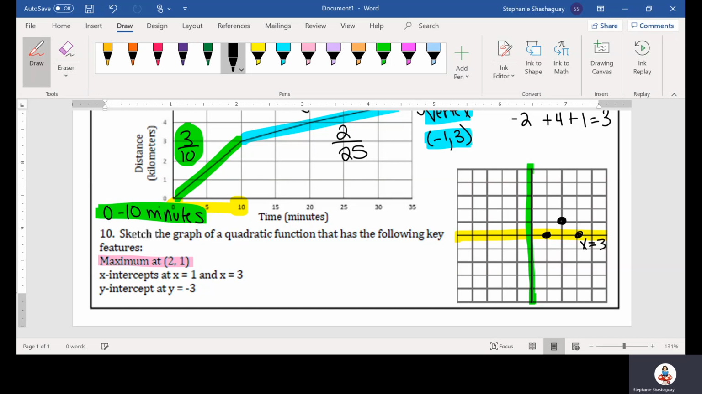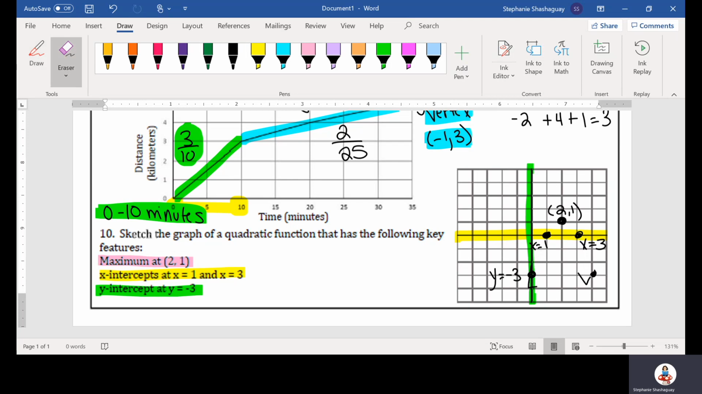So this is x equals 3. This is x equals 1. This is (2, 1). My y-intercept is at y equals -3. This is where y equals -3. And there is my quadratic function. I should draw that just a little bit better.